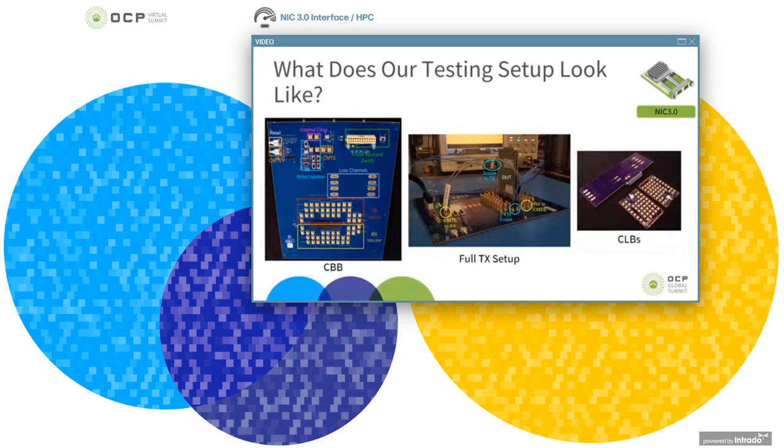So what does our testing setup look like? The compliance baseboards and load boards that we use in our testing are the Dell-designed ones that we have produced for both us and other member companies, and the files for them can be found on the working group site. On the left you can see the compliance baseboard with its various sections labeled, and on the right is the compliance load board used in receiver testing to calibrate the stressed eye.